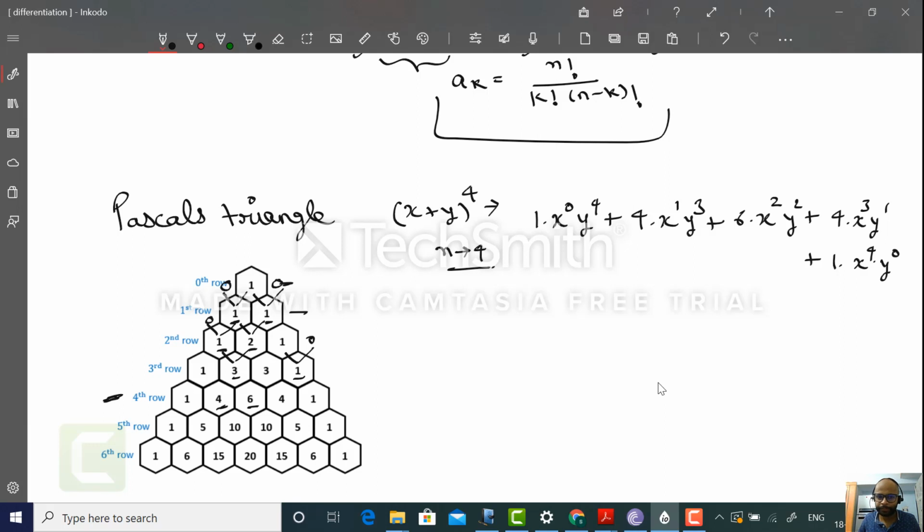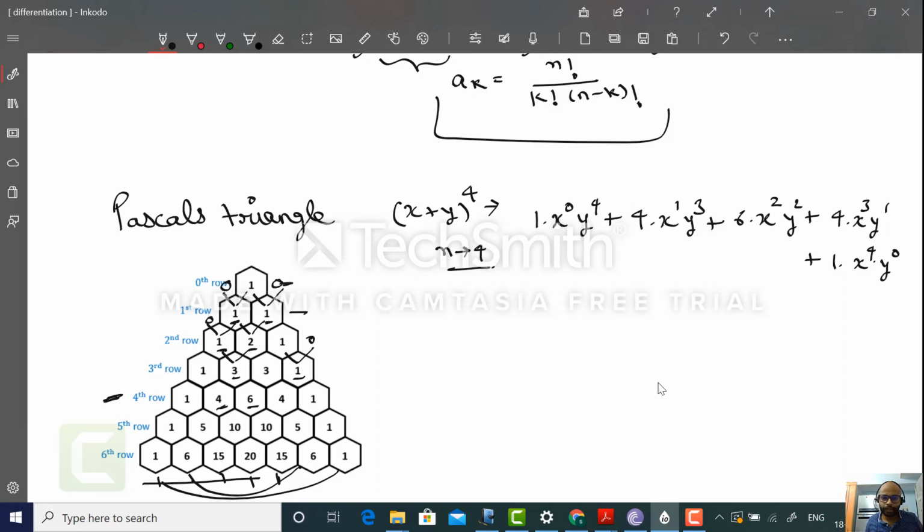Simple, right? I want you to notice that half of the terms are 1, 6 and 15 and 20. After this, it becomes symmetric. 15 comes here, 6 comes here, and 1 comes here, right? So you just have to find half of the terms.